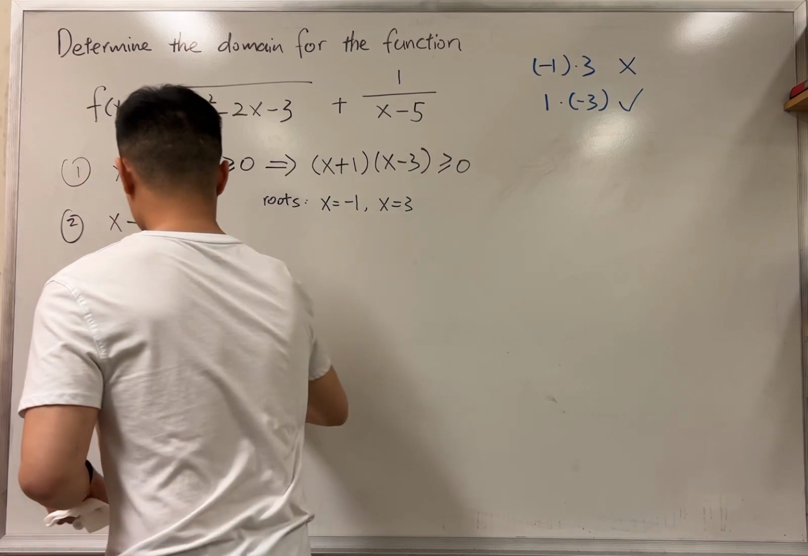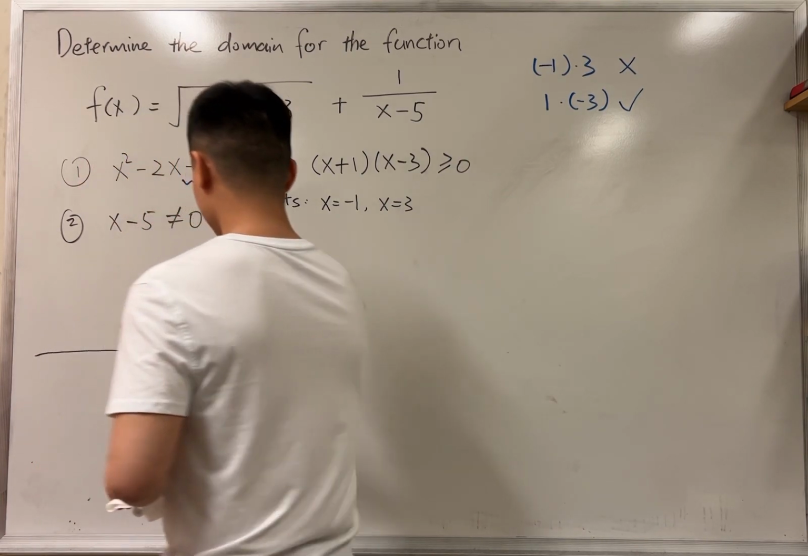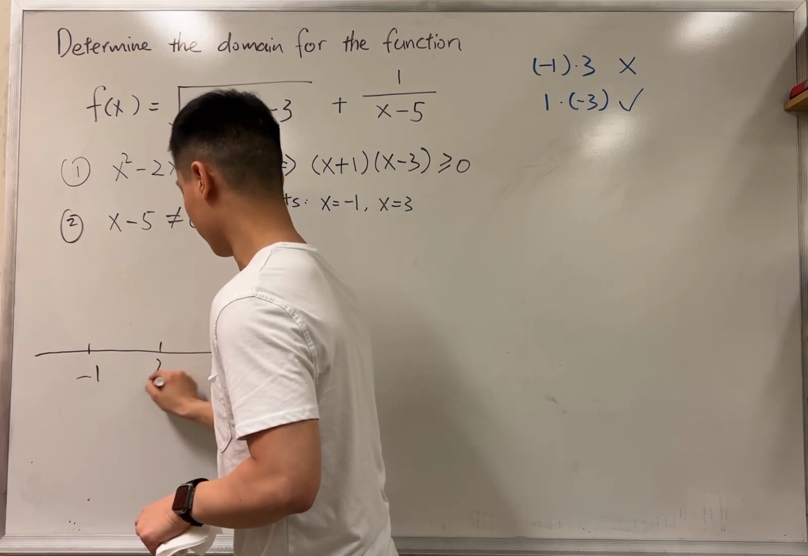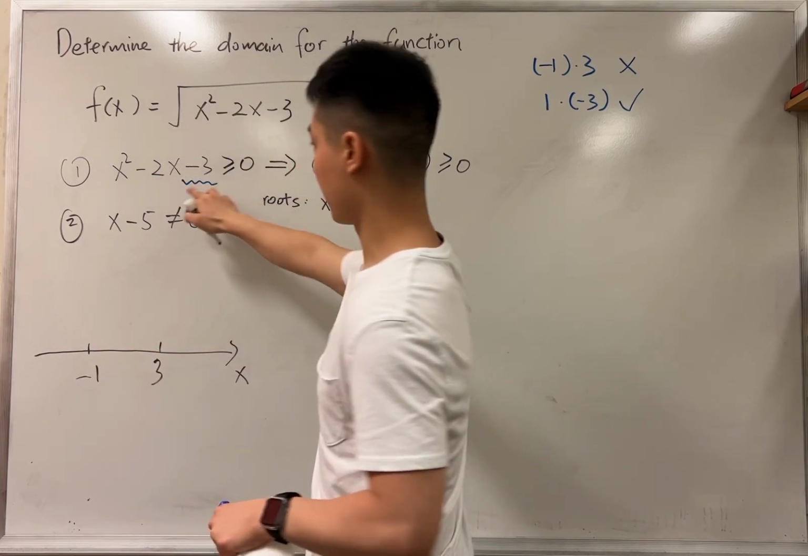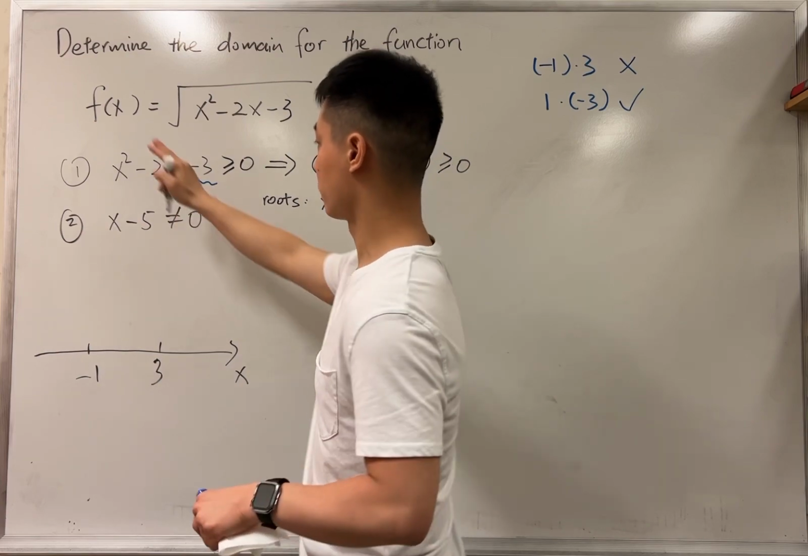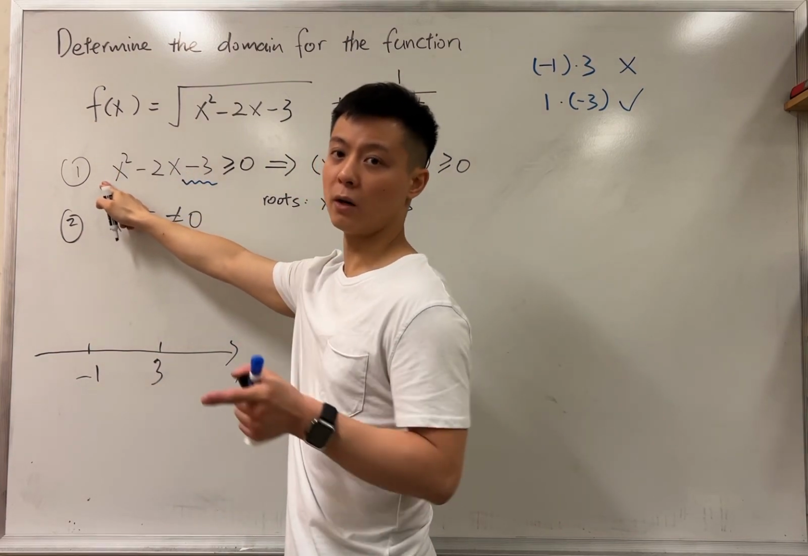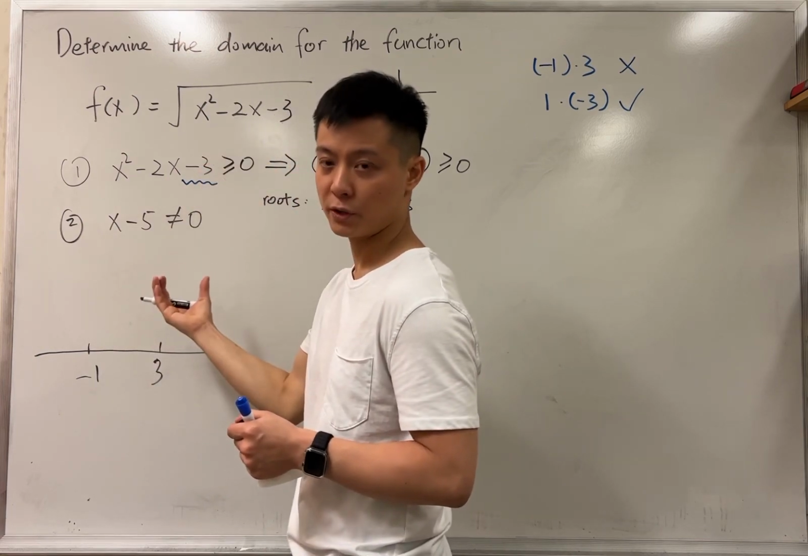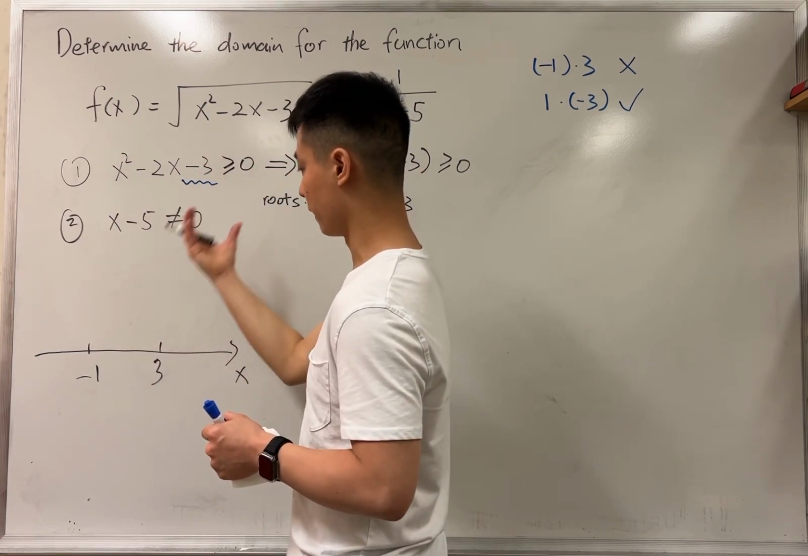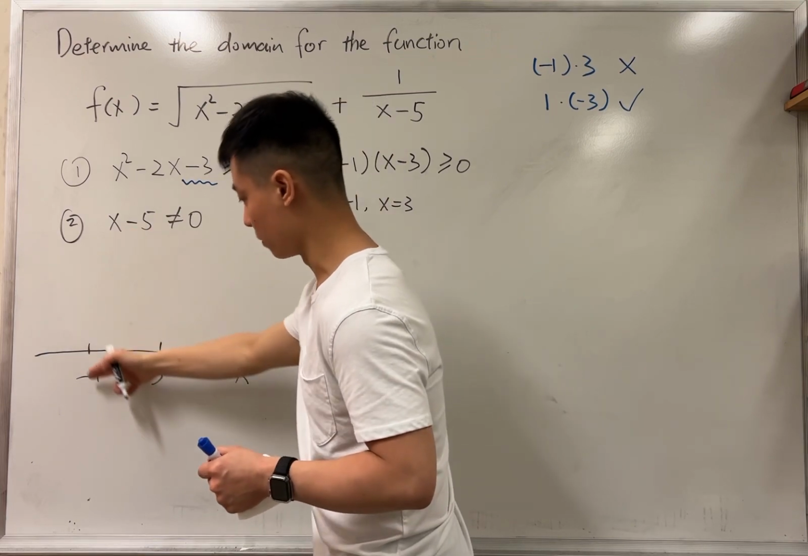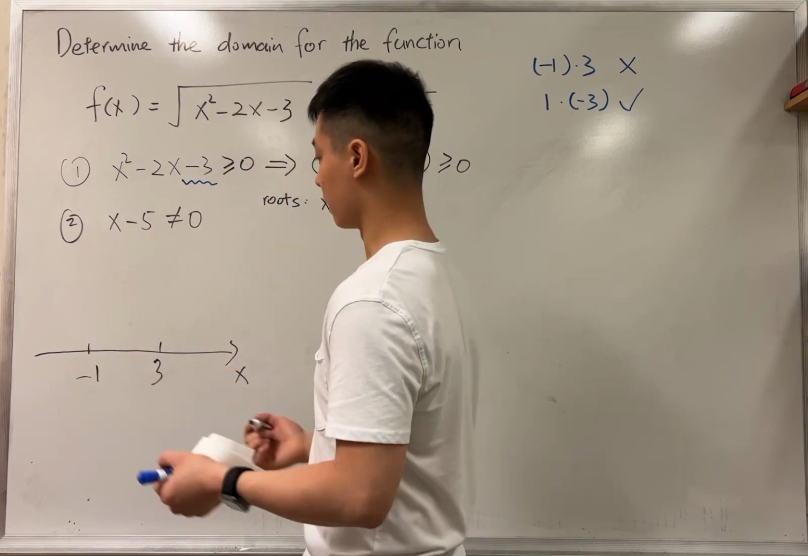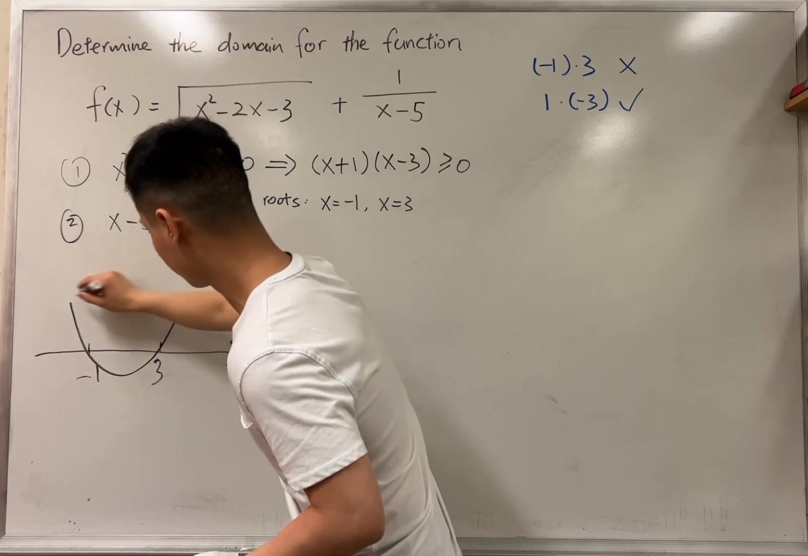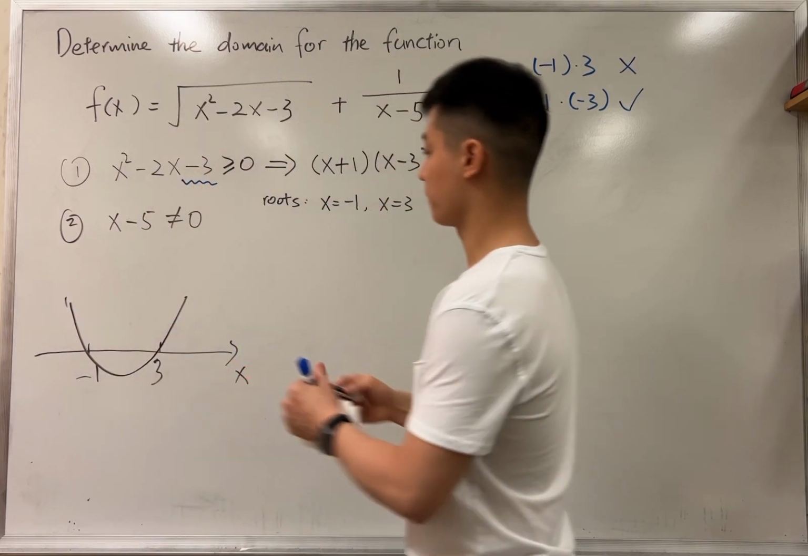And after we have the roots, we will place them on the number line. This is negative 1 and this is 3, right? We know this is a parabola that has a positive leading coefficient, so its opening is going to be facing upward. So there is a parabola facing upward passing through these two roots. It's very easy to imagine what it looks like. It's going to be like this, which is the rough sketch of the function.